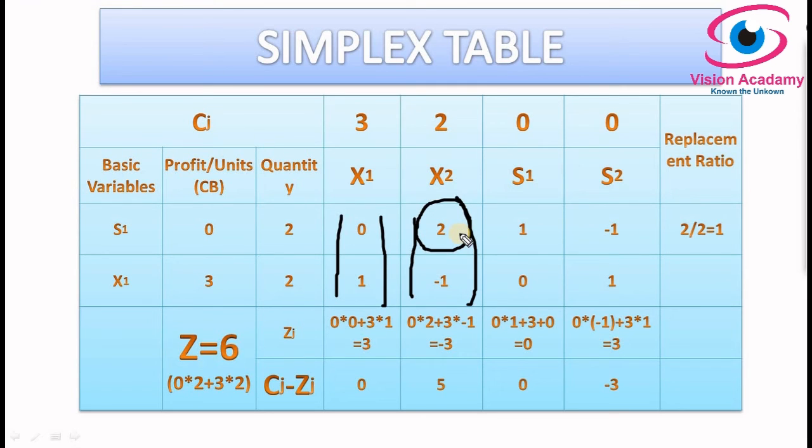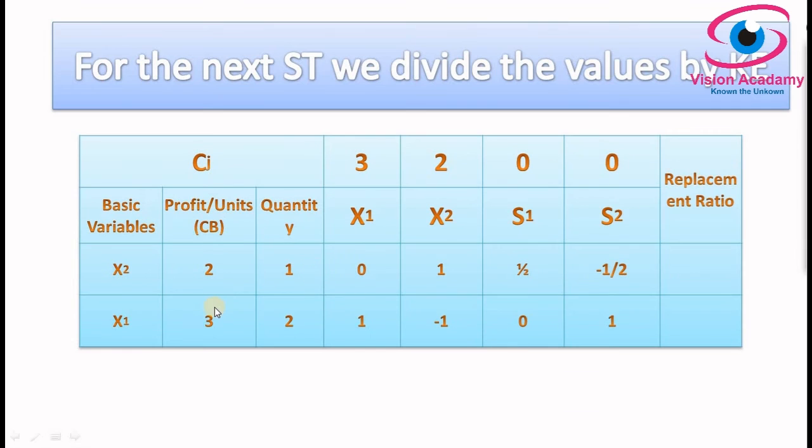Very important consideration: in the last iteration we have not done like this, because it was already in unity, meaning there was a value 1. Here there is no unity in this value. We have to make unity first, and after making unity we have to form the identity matrix. So we shall divide the row containing the key element by the key element itself, that is 2, excluding the values in the column of profit or units. After doing so, we obtain this result.